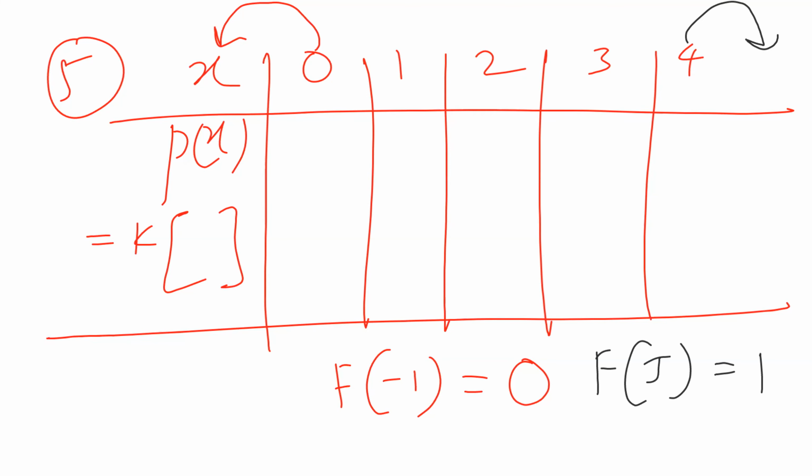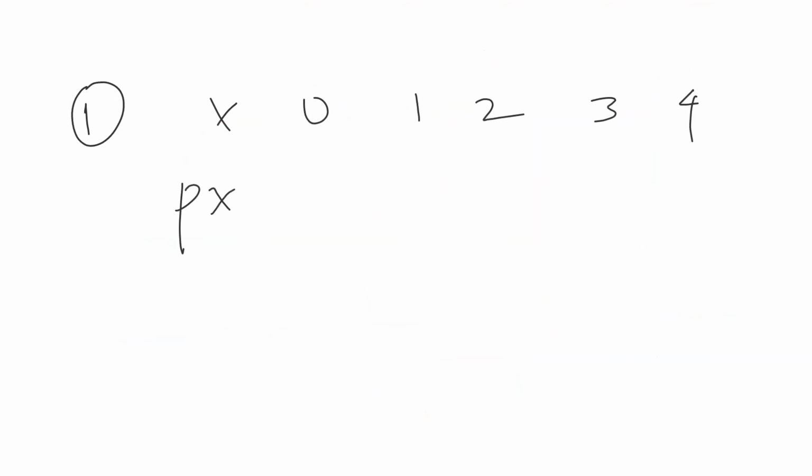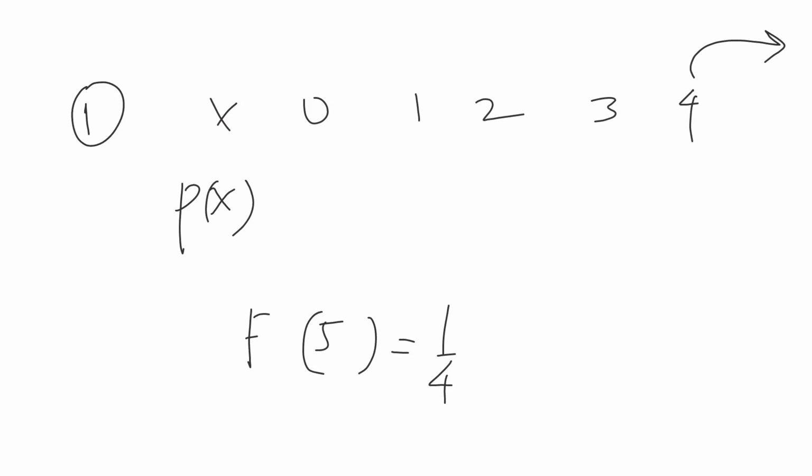Go to true or false, which is on page number 154. First true or false. X will take up 0, 1, 2, 3, 4 values. P of x is given. They have said that F of 5 is equal to 1 by 4. 5 occurs after 4. So F of 5 should ideally be equal to 1, but they have given 1 by 4, which is false, right?